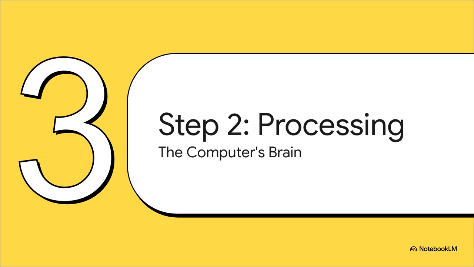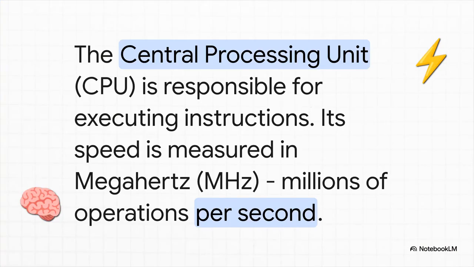Okay, so our data is now inside the machine. What happens now? Well, this is where the real magic seems to happen, the processing phase. This is where the computer takes our raw data and actually starts thinking. The star of this whole show is the central processing unit. You've probably heard of it, the CPU. It is the brain of the whole operation, and it's responsible for carrying out all the instructions.